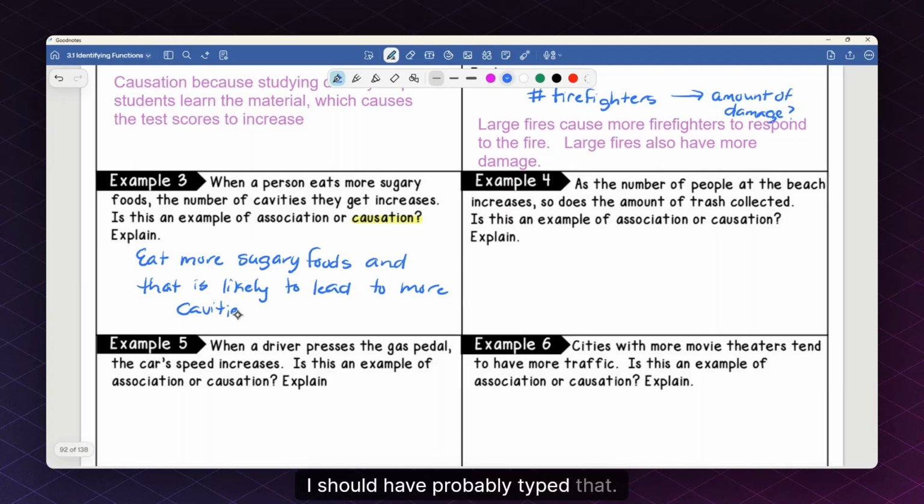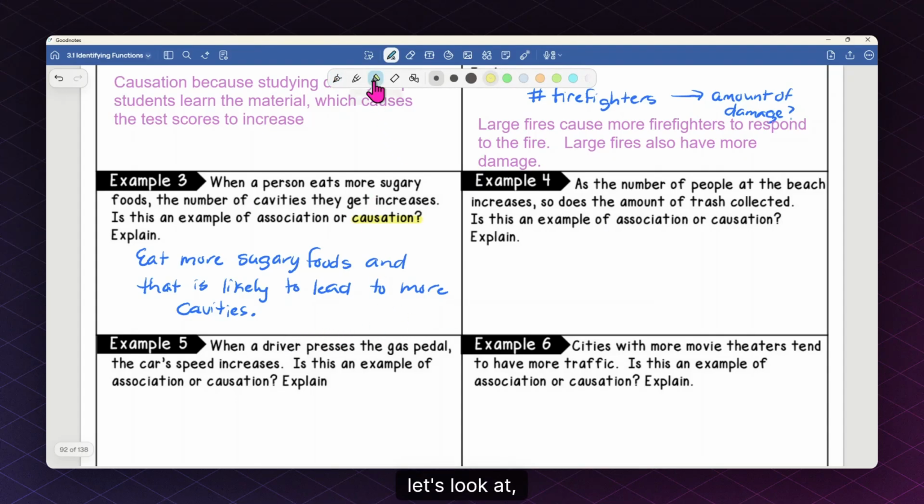I should have probably typed that. It's easier to read my writing when I type. So if you eat more sugary foods, that's likely to lead to more cavities. Why? Well, the sugar is a food source for the bacteria on your teeth. And so then the bacteria grow because they have this nice abundant food source from all the sugar. And then the bacteria also ruin your teeth and cause cavities.